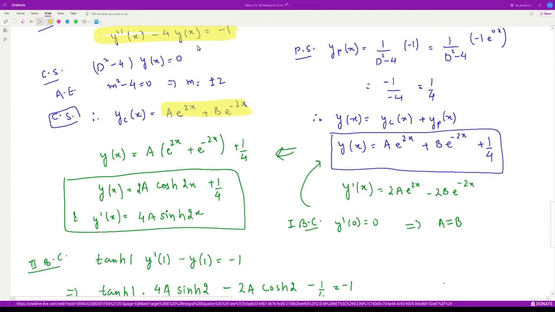And for the particular solution, we write 1 by the operator, which is D squared minus 4, applied to the right hand side, which is minus 1, right? So minus 1 of this, and you can write e to the power 0x because it is simply 1, no problem in that. Now we replace D by 0, so we have something like this. So our particular integral is 1 by 4. The general solution is the combination of the complementary solution and the particular solution, so we have the solution as this in this case, right?